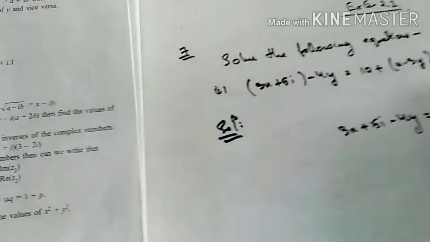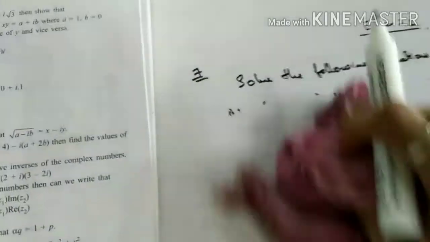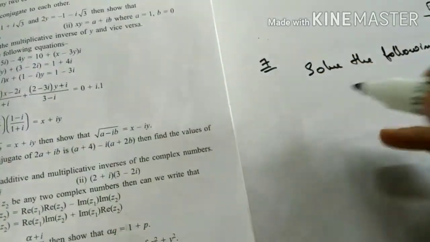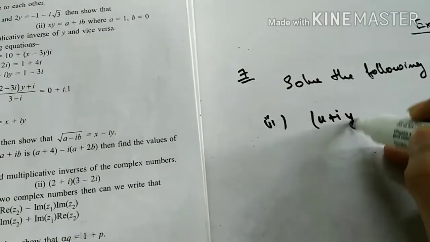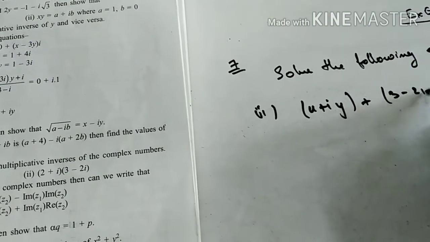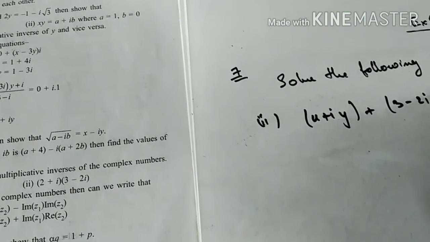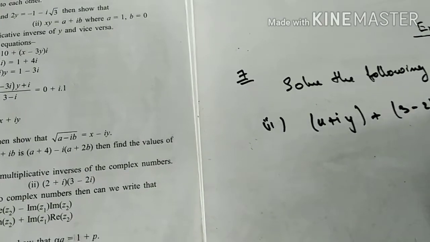Next it is, you see, number 2. x plus iy plus 3 minus 2i is equal to 1 plus 4i.